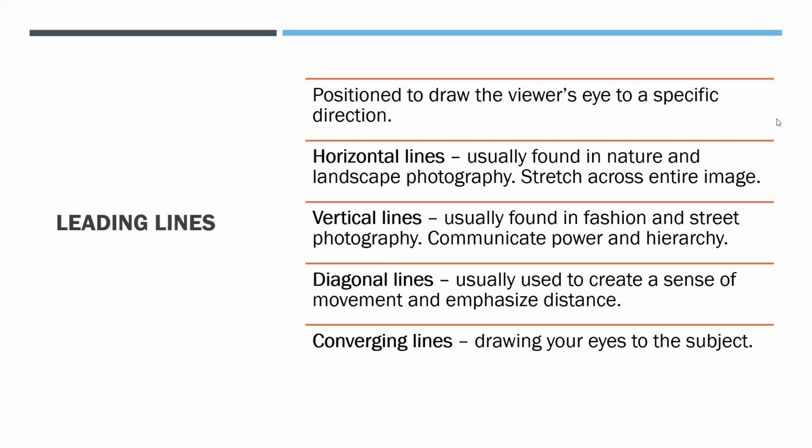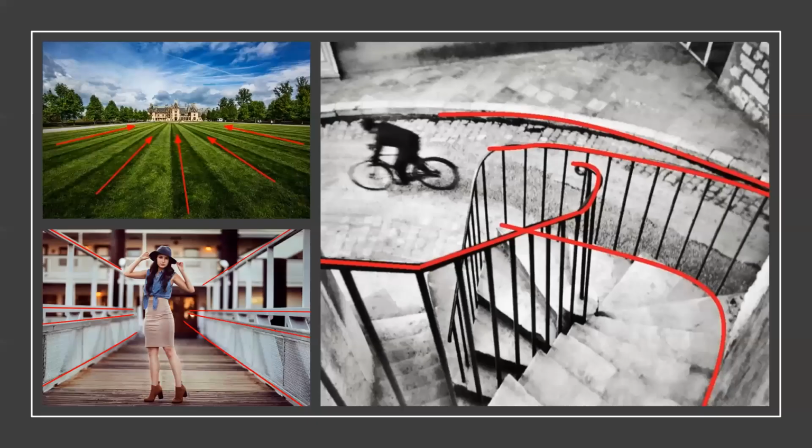Next is what we call leading lines. With leading lines, you basically have the horizontal and vertical lines. Generically, horizontal lines are more about nature or landscape, whereas vertical lines are more about street photography, to communicate more of power or hierarchy. Then you have diagonal lines as well, which portray movement, as well as converging lines. I'll explain a little bit more if some of you may not understand.